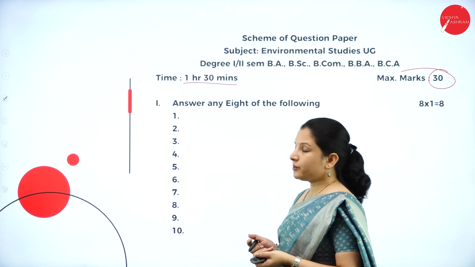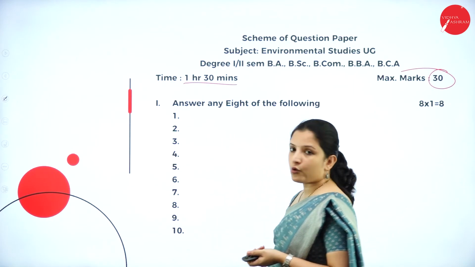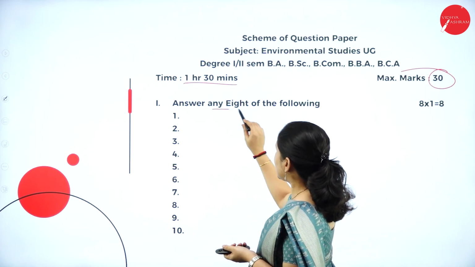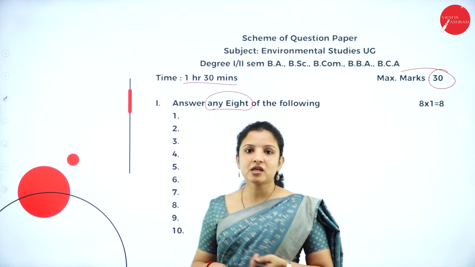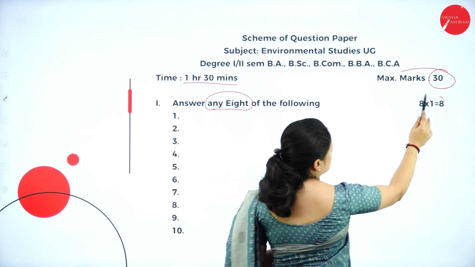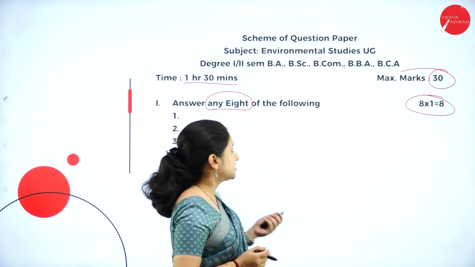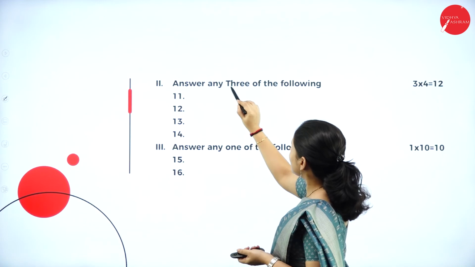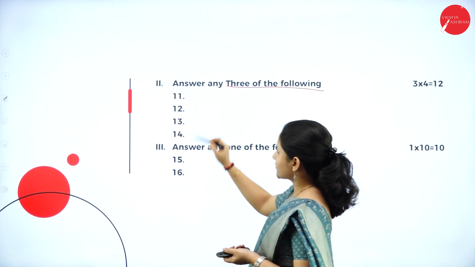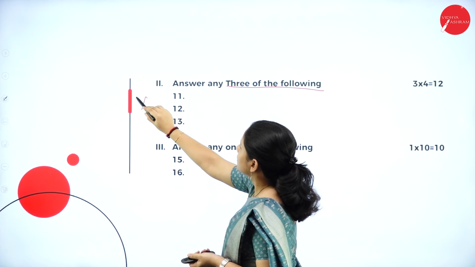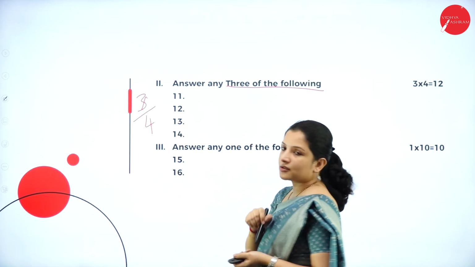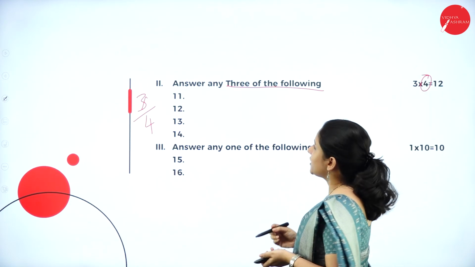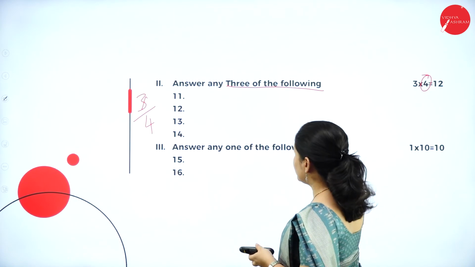It is divided into 3 mains. In the first main there will be 10 questions given, each of 1 mark, out of which you need to write any 8. So out of the 10, any 8, it will fetch you 8 marks. Next, the second one is answer any 3 of the following. So 4 questions are given, out of the 4 you need to answer any 3, and each question carries 4 marks. Therefore 12 marks from this.